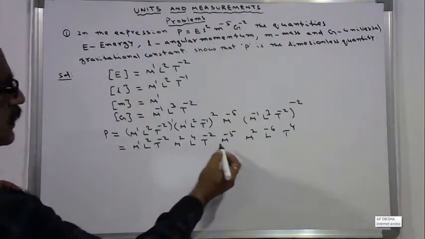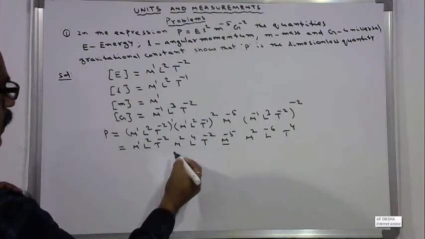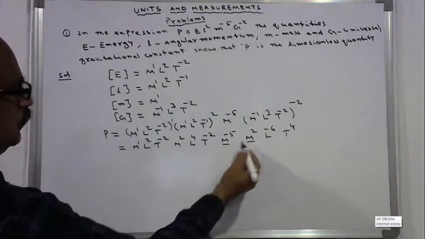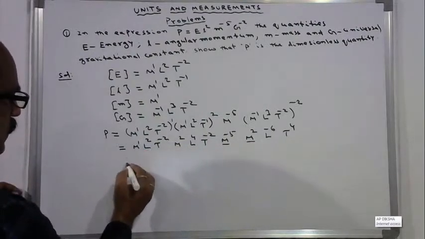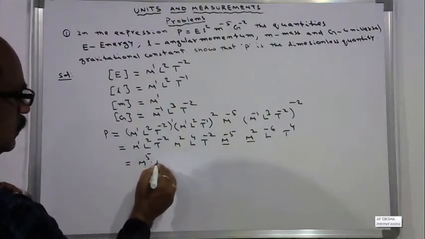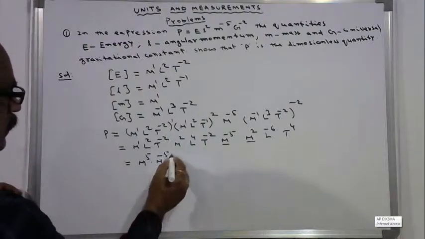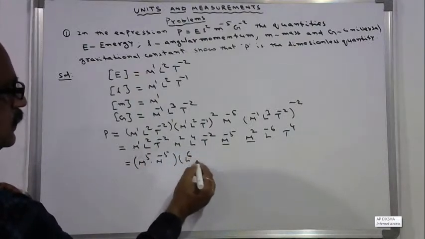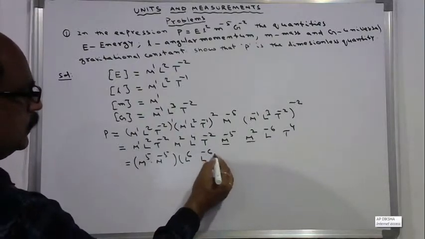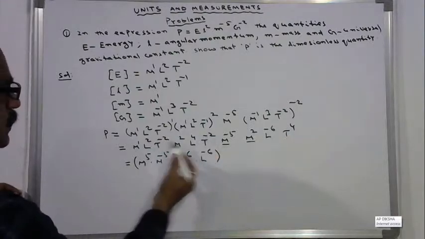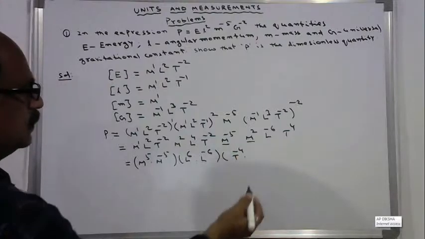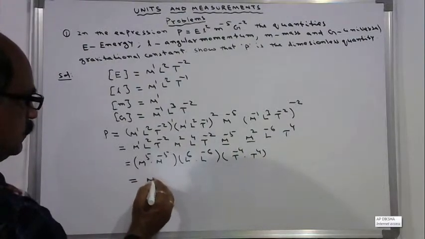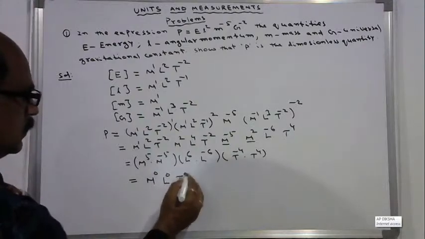Now let us observe the masses. We have m power 1, m square, and m power 2 from G, which makes 5. So I write m power 5 into m power minus 5. This is one, mass is complete. For L: L square, L power 4, and L power 6 make L power 6 into L power minus 6, so L is completed. For time: T power minus 2, T power minus 2, and T power minus 4 into T power 4. So this becomes m power 0, L power 0, T power 0.